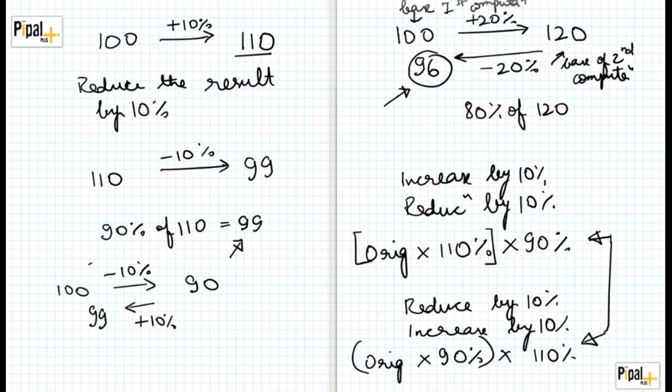Now let's come back to the problem of what happens if we increase 100 by a certain percentage, and we want to come back to 100 only. If I increase 100 by 50%, my result becomes 150, right? Now, if I want to come back to 100, I must reduce by a percentage which is different than 50.